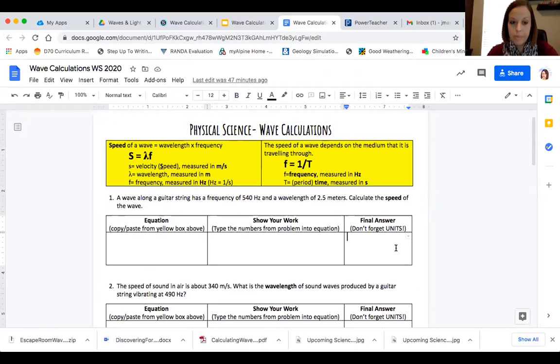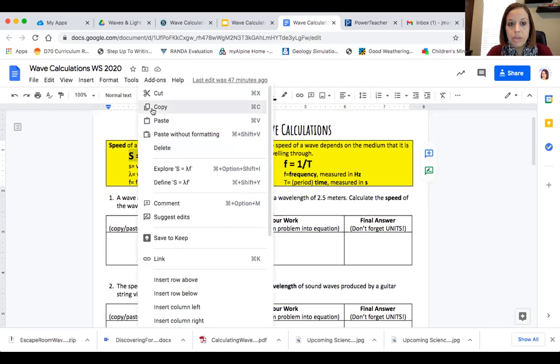So on number 1, it says a wave along a guitar string has a frequency of 540 hertz and a wavelength of 2.5 meters. Calculate the speed of the wave. Well, Miss Manrich just showed us the equation, or it's right up here at the top of the worksheet, okay? So I said copy paste from the yellow box above. The reason I did that is that wavelength symbol is kind of weird, but if you just go up and highlight that, okay, I know you guys already know how to copy and paste, but you could right click and you could push copy.